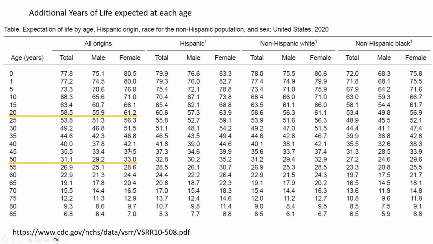But it is kind of cool to look down here. Now you can look here. We have a table for Hispanics and a table for non-Hispanics, and then non-Hispanic whites, and then non-Hispanic blacks. So you can see that there are some differences. At birth, Hispanics have a life expectancy of 79.9, non-Hispanic whites have a life expectancy of 78, and non-Hispanic blacks have a life expectancy of 72. You can kind of follow through here. That's an interesting table.